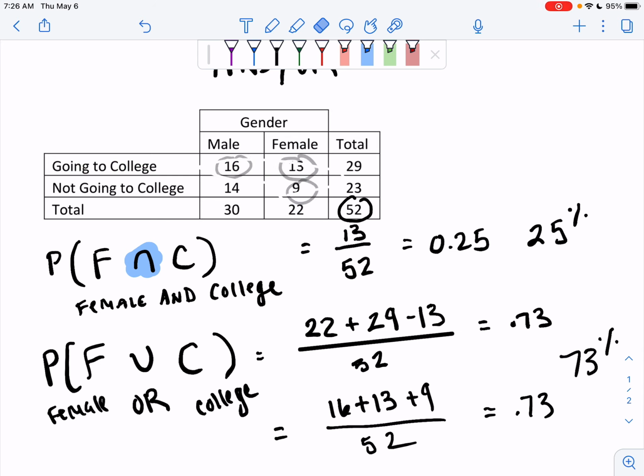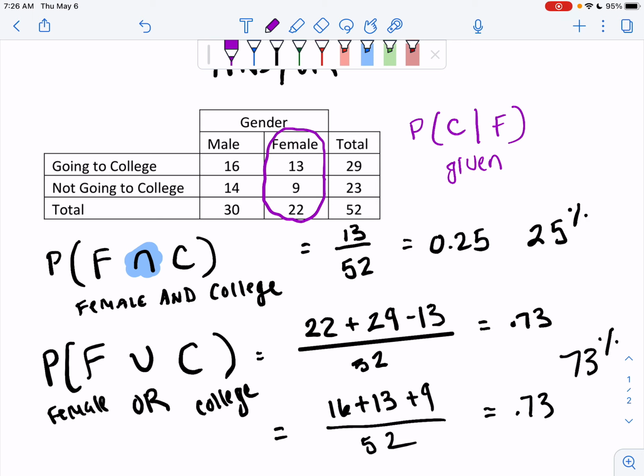There's also one last notation. This notation is given notation. So what's the probability we select someone who's college bound given they're female? Given. So that means we already know we're only looking at females. We've now zoomed in and we're only looking at females. So this is our new denominator.